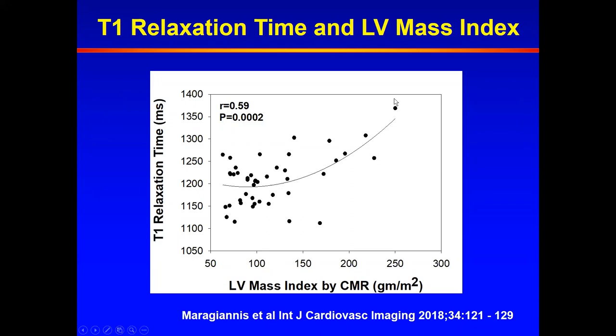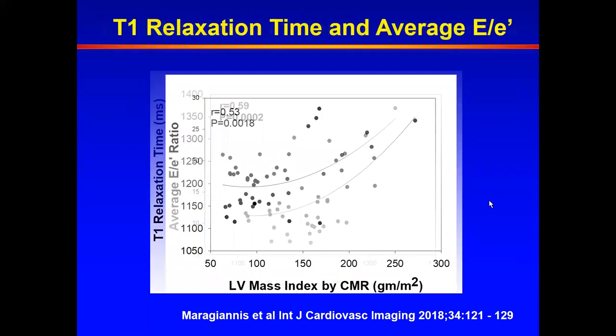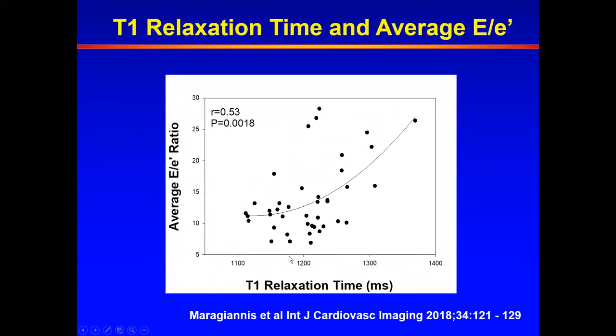It signifies probably more of an advanced disease or more pathology. What the pathology precisely is difficult to put a handle on just by that measurement. You can look at T1 relaxation time and average E to E prime ratio. Again, the longer that time interval, the higher the LA pressure. Probably not a surprising finding.